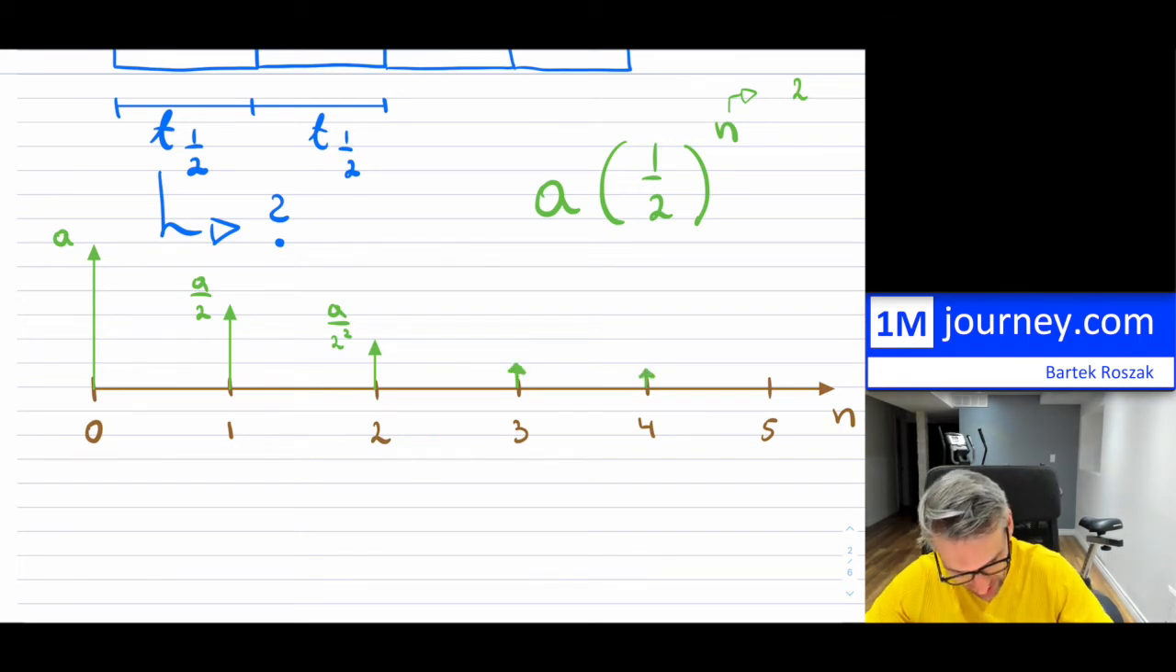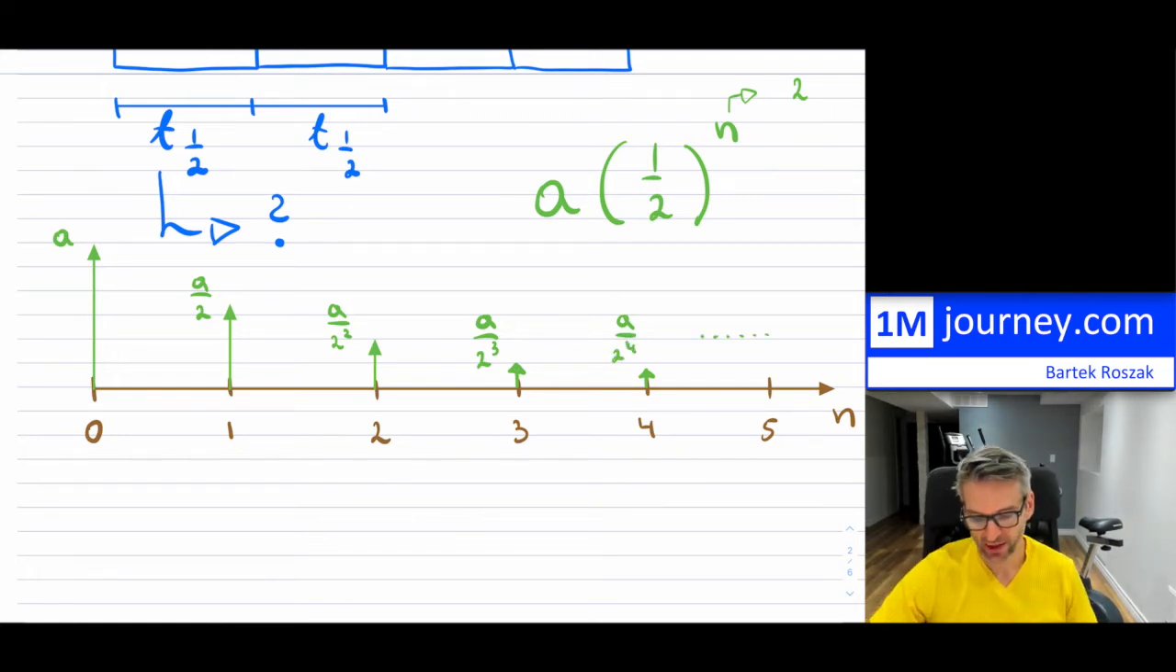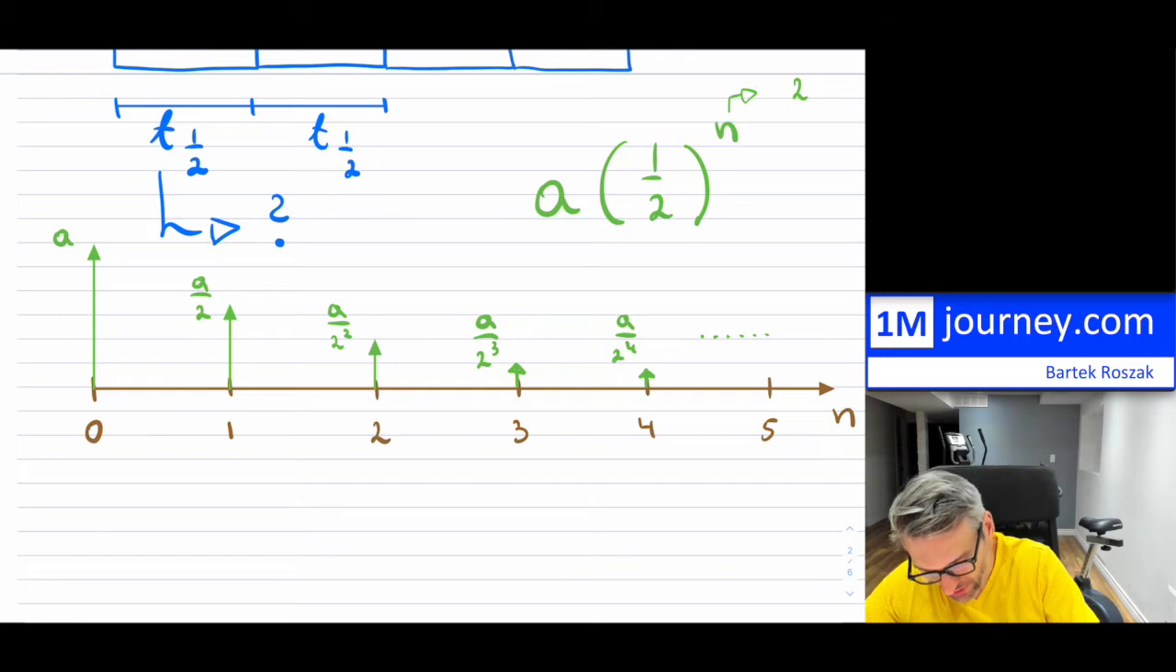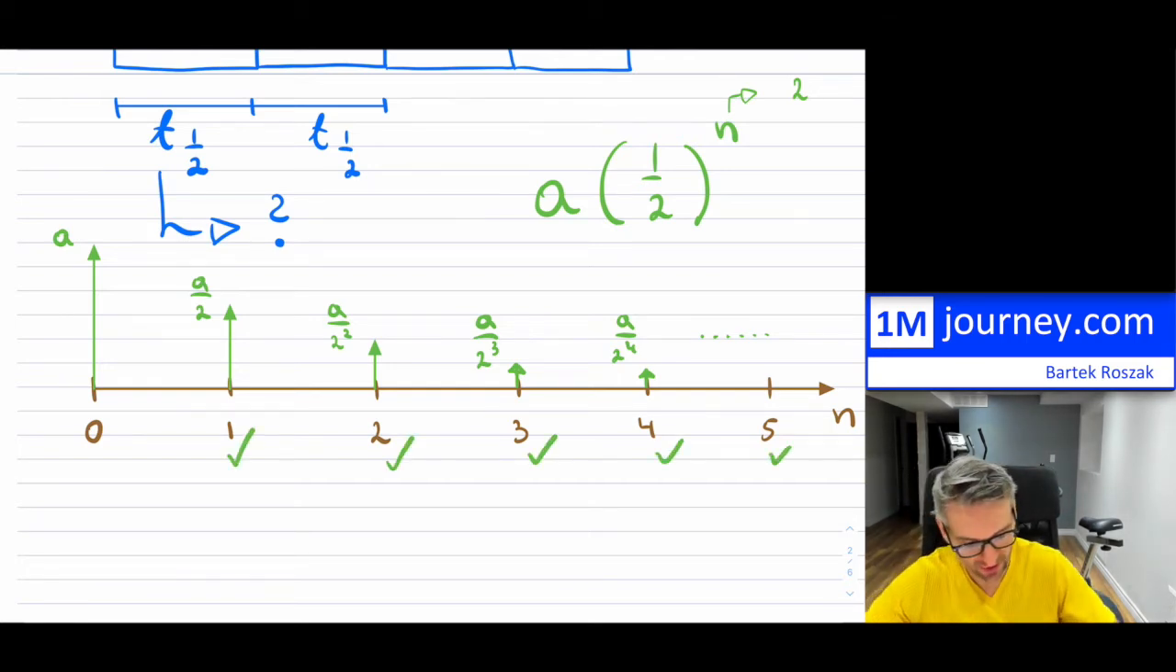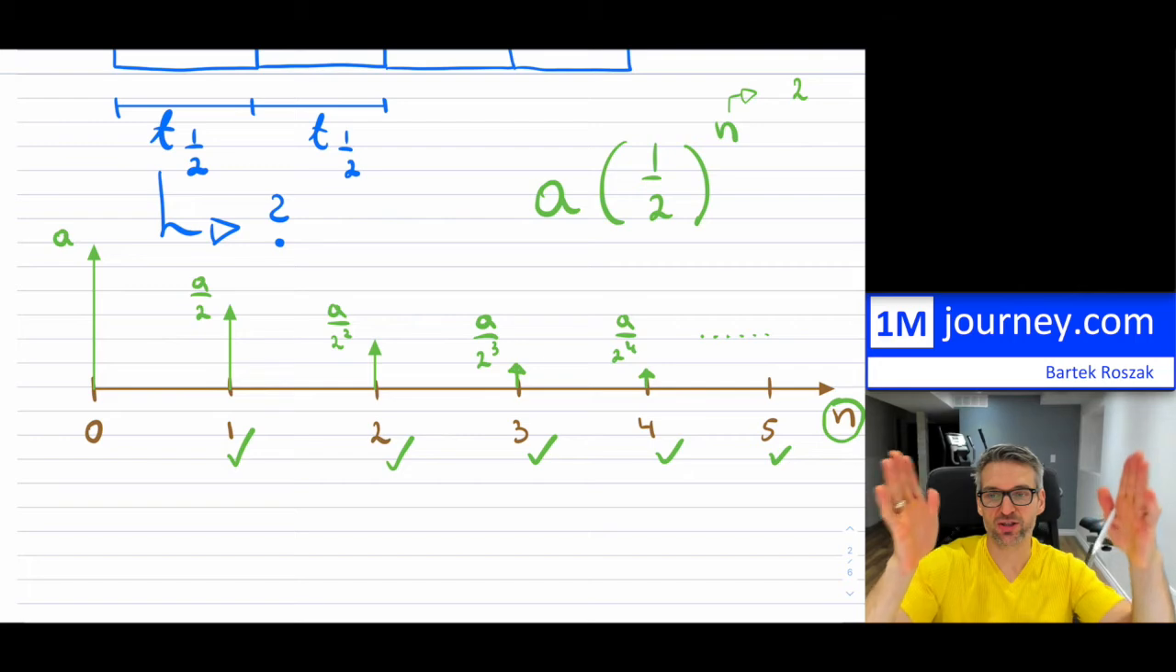Now obviously this is going to get smaller and smaller, and these halves that I have, this is going to be 2 to the 3, this is going to be 2 to the 4, and it continues on. Now these are called, so 1, 2, 3, 4, and 5. n represents the period, and period means time, how much time.